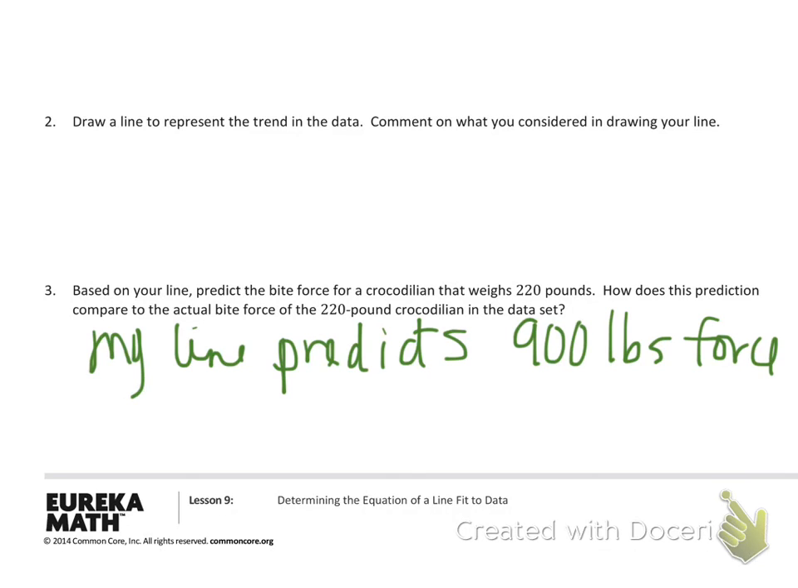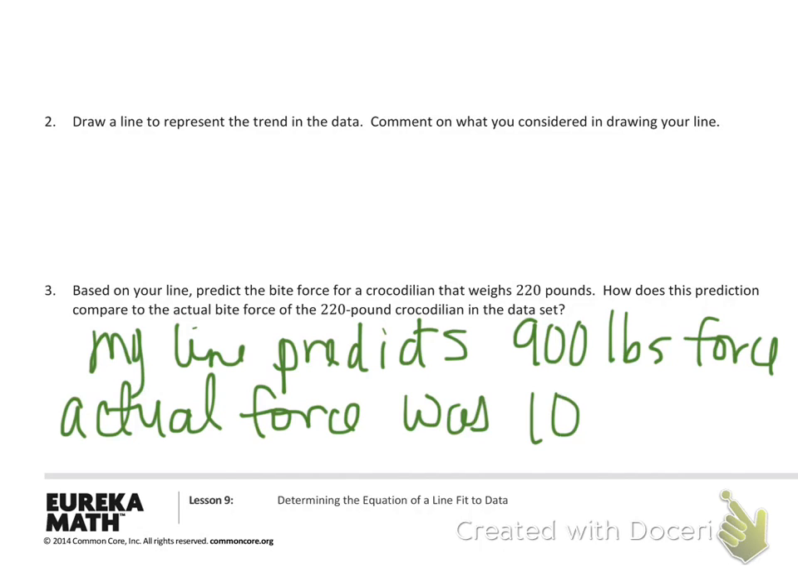The actual force for that crocodile was 1,000 pounds of force. So for that one, my line wasn't too far off. Yours might have been less. It could have been anywhere down to 600 or 700. There's a wide range because we're just informally fitting these lines.